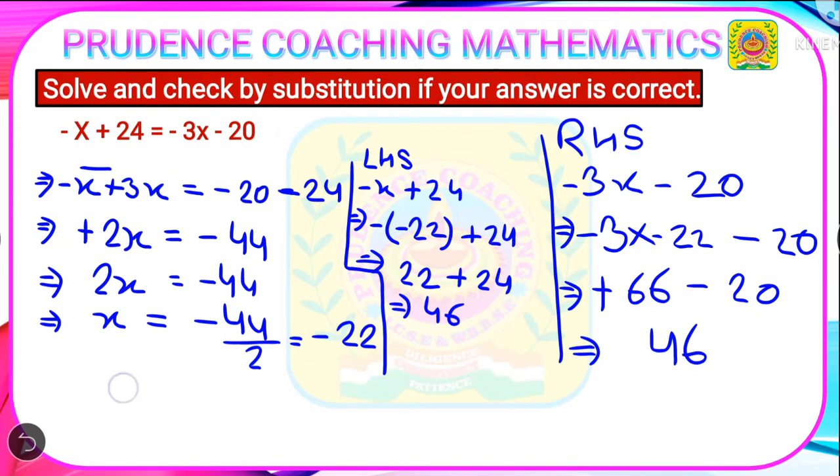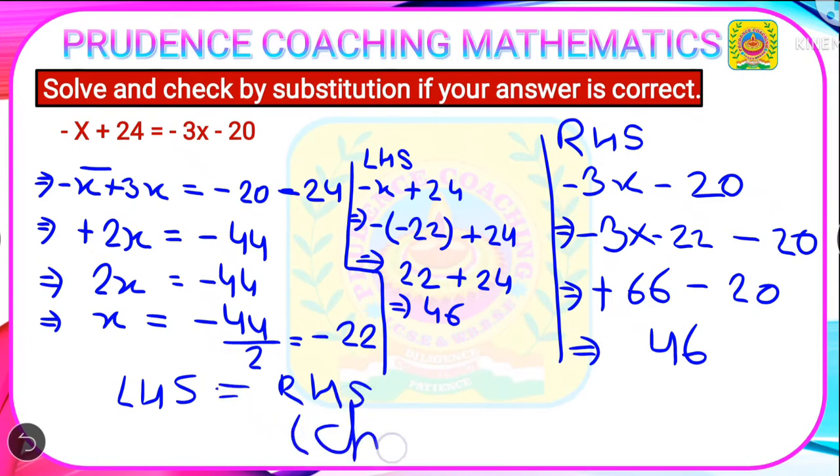As you can see, our LHS is equal to RHS. Therefore, we can write LHS equals to RHS, checked. So this is our final answer for this problem.